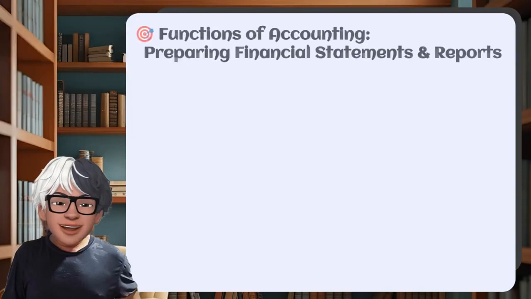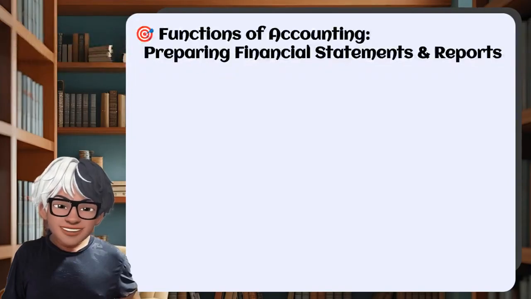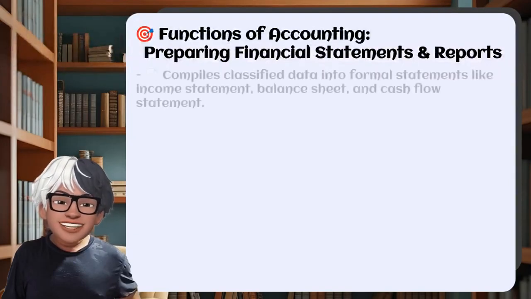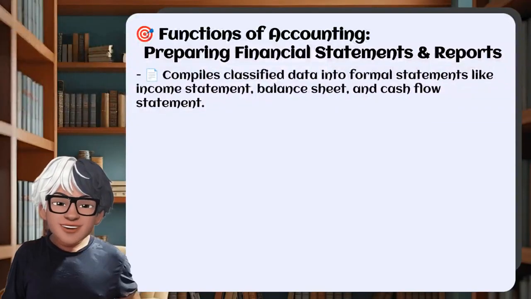Number 3 is preparing financial statements and reports. Accounting compiles the classified data into formal financial statements like the income statement, balance sheet, and cash flow statement. Financial statements transform organized transaction data into structured reports that reflect business health.